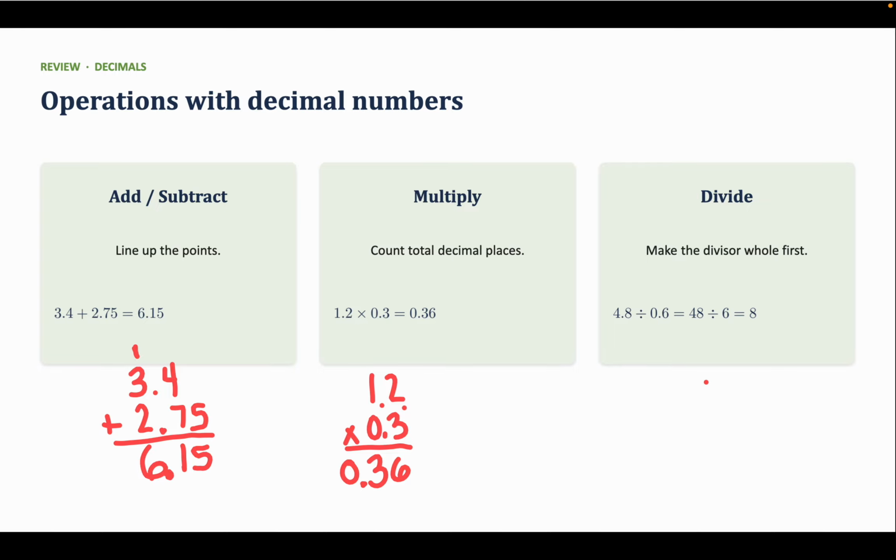I'll also show what that looks like in long division. We want to move our decimal point over and also move our decimal point the same amount of spaces in our dividend, and then we can divide. 48 divided by 6 equals 8.